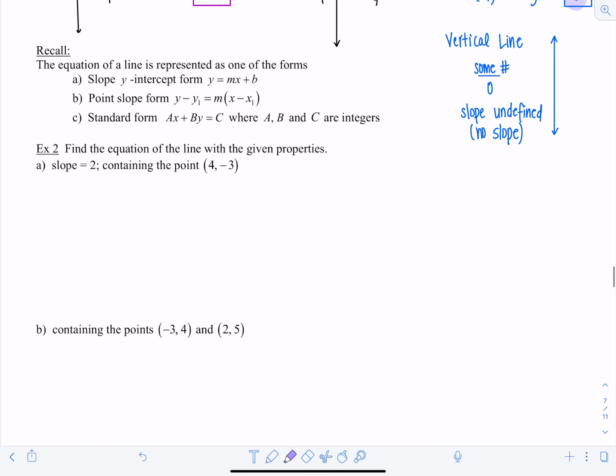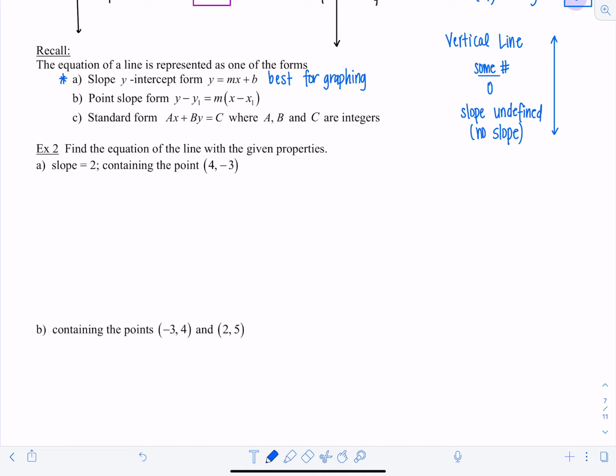First one is slope-intercept form, y equals mx plus b. This one's typically the best one if you need to graph. And usually if you're asked for the equation of a line, this is the final form that you want to give it in. You want to isolate y.